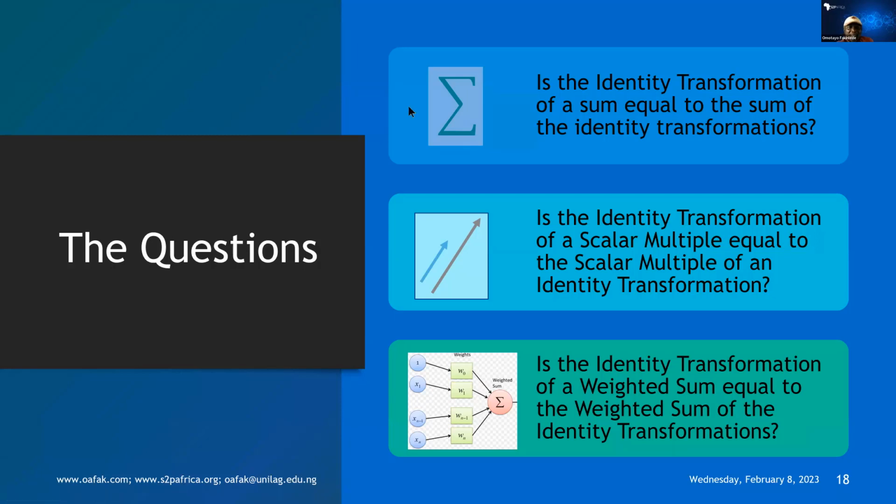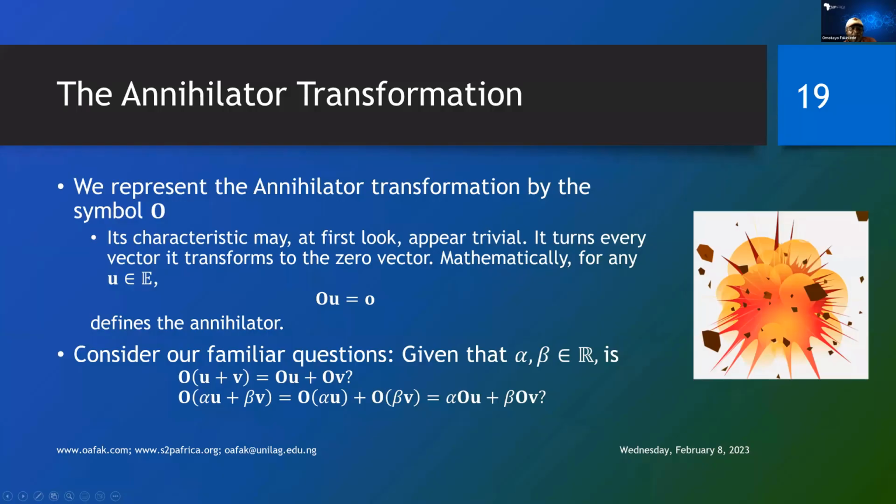Let us look again at another example, the annihilator tensor. What does the annihilator tensor do? The annihilator tensor produces the 0 vector for any vector it operates on. So if you operate it on U, you get 0. You operate it on V, you get 0. You operate it on W, you get 0. You operate on anything, you get 0.